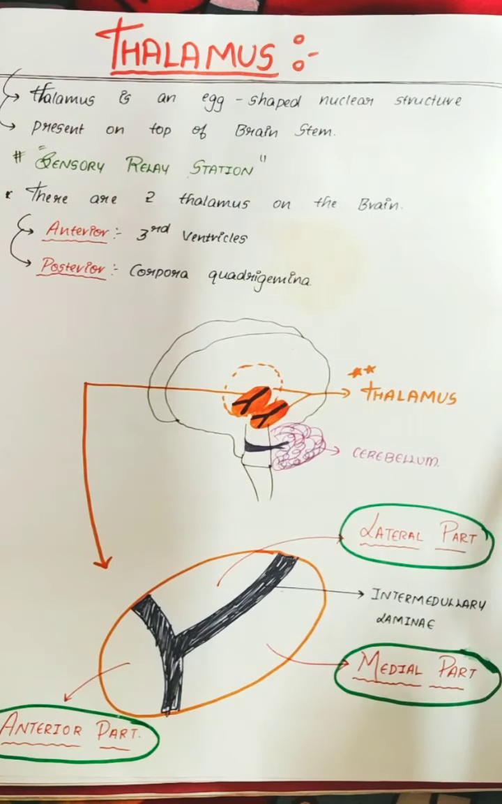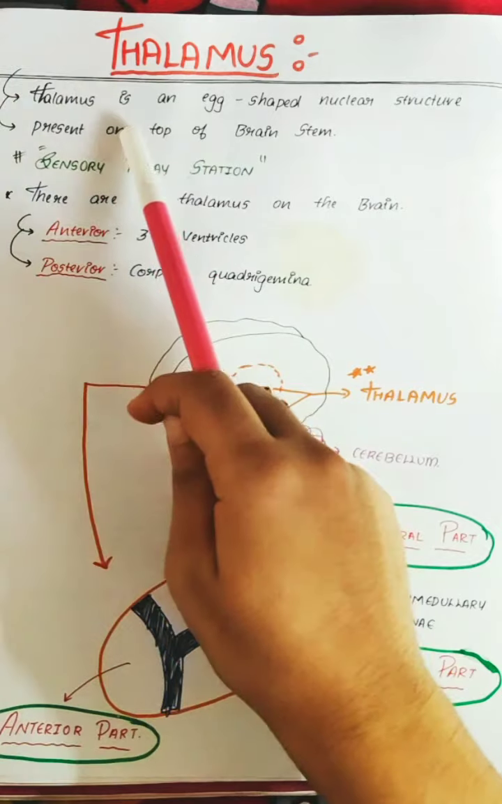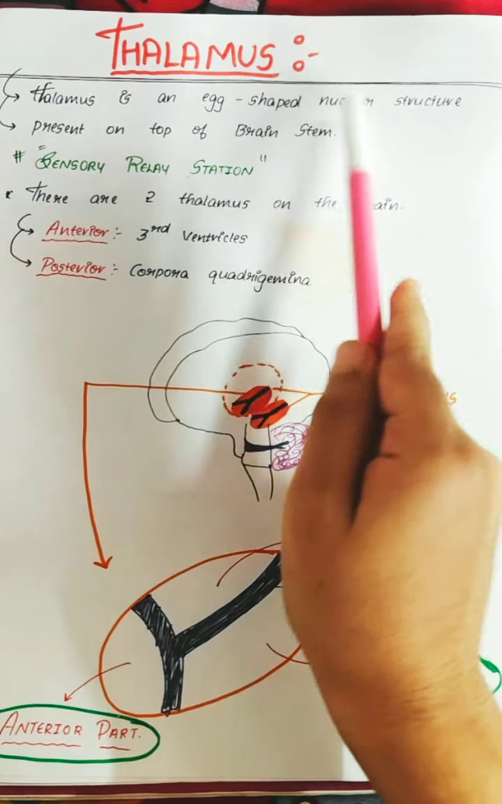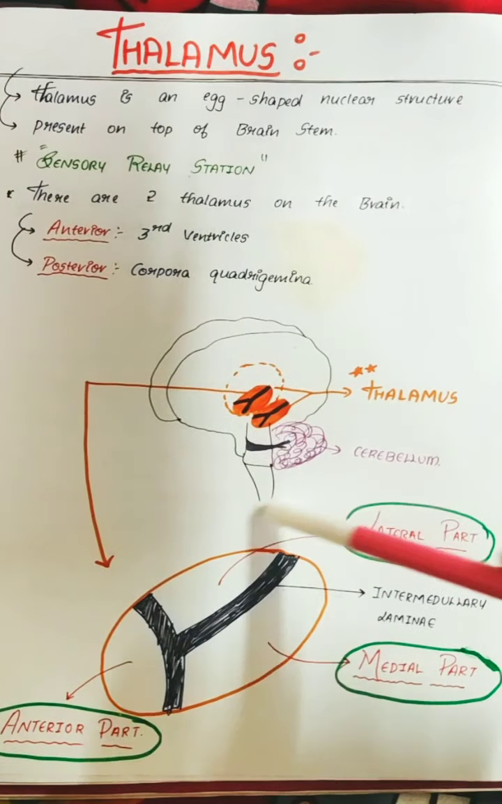Guys, we'll study about the thalamus. Thalamus is a very important topic to be noted. So thalamus is an egg-shaped nuclear structure which is present above the hypothalamus. As you can see in the diagram, it looks similar to an egg shape.